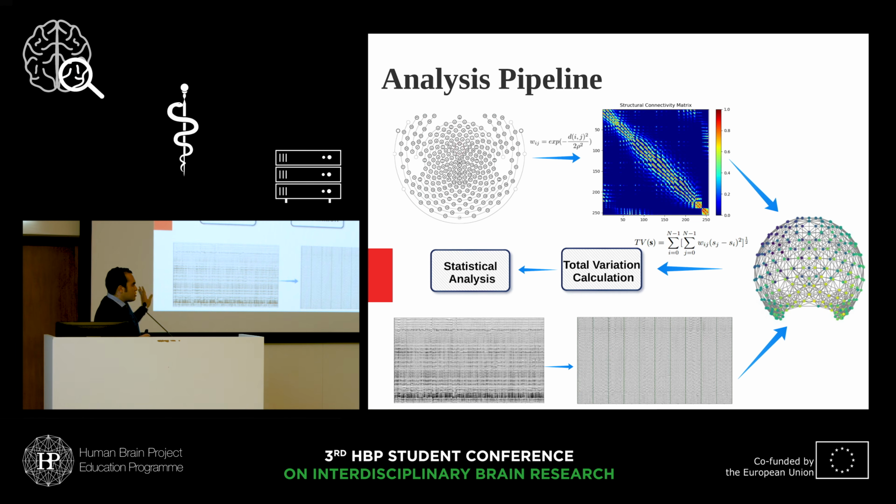Each line is the recording of each electrode. We put the time series on the nodes of the graph, which are the electrodes, and at each time point we made a graph signal. Then we calculated a parameter called total variation, which says how smooth your signal is, constrained to your underlying structural graph.